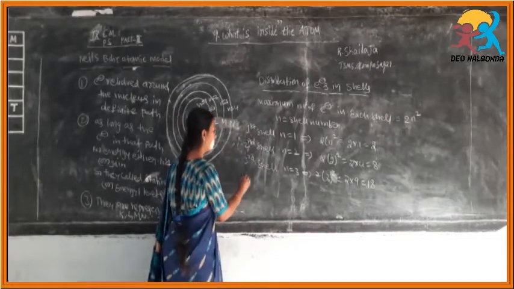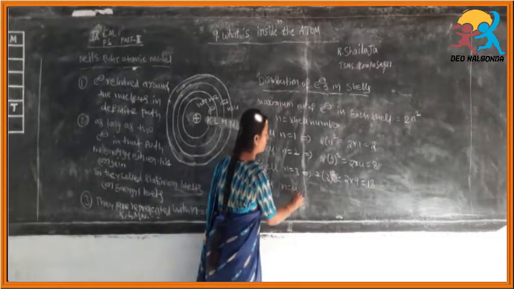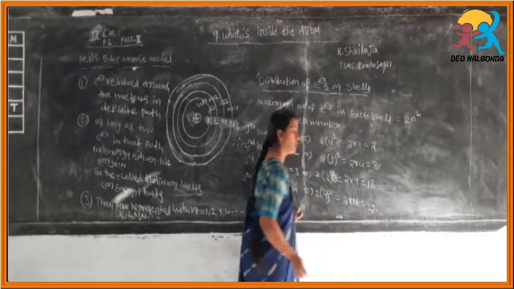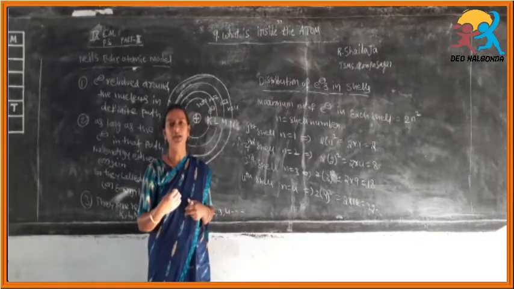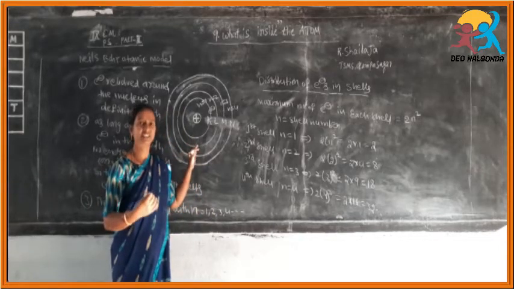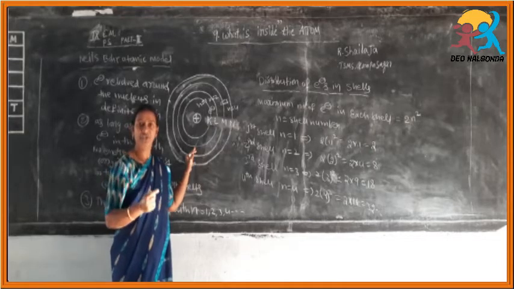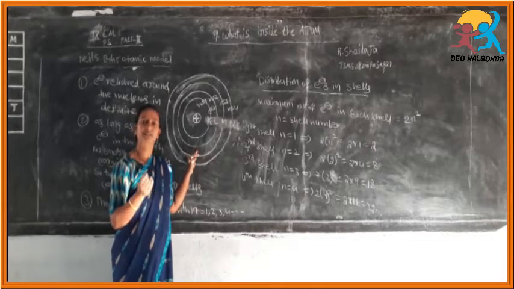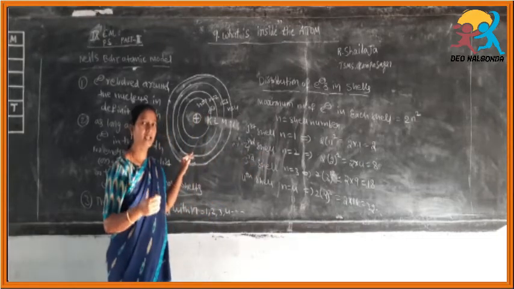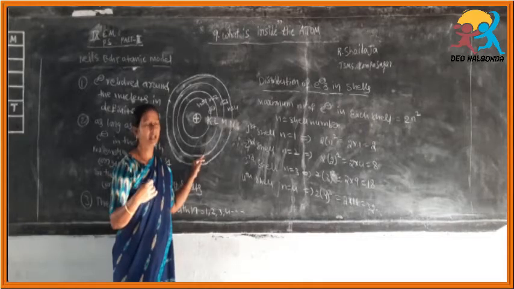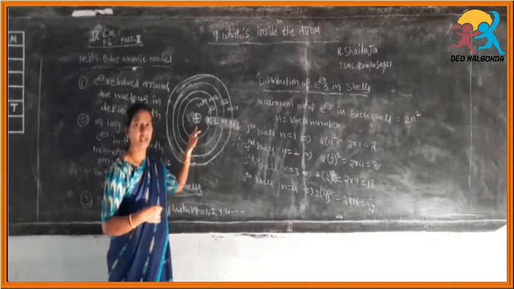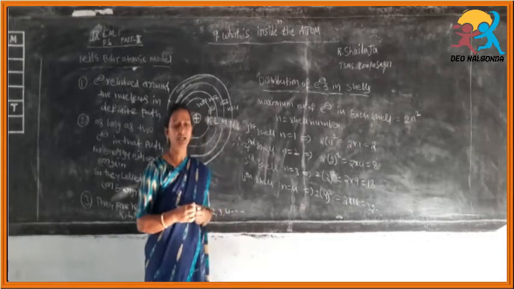So on, like that. Suppose the fourth shell, n equals 4, 2 into 4 square, 2 into 16, 32. So in each shell, the maximum number of electrons we fill is 2n square. In the first shell, maximum accommodation is only 2 electrons. After filling the 2 electrons in the first shell, next electrons go to the second shell. After completing 8 electrons in the second shell, the next electrons go to the third shell. So electrons are distributed in the shells around the nucleus. This is the distribution of electrons in the shells.